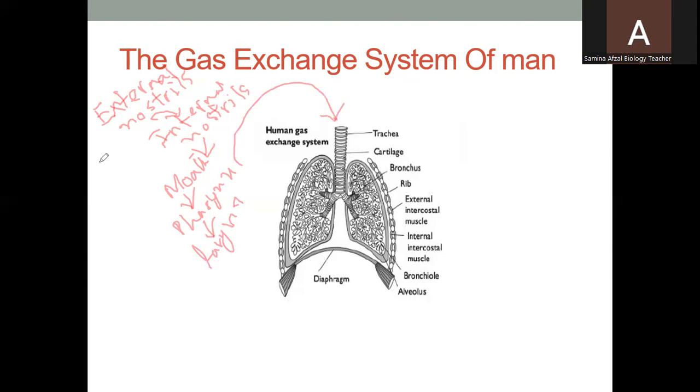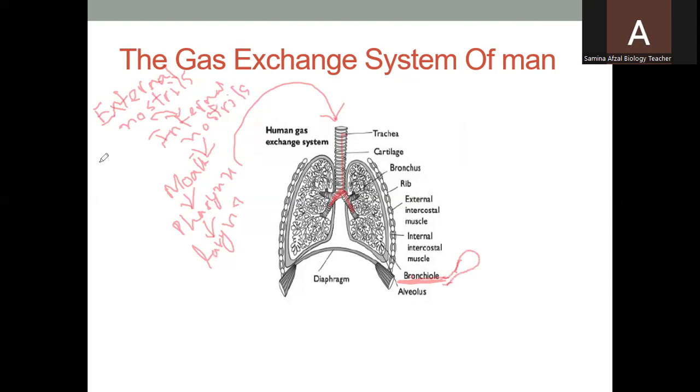Trachea is made up of cartilage, which is C-shaped, and the trachea is divided into two bronchi. Each bronchus is further divided into many fine branches, which are called bronchioles. A network of bronchioles is present in each lung, and at the end of each bronchiole, a balloon-shaped alveolus is present.